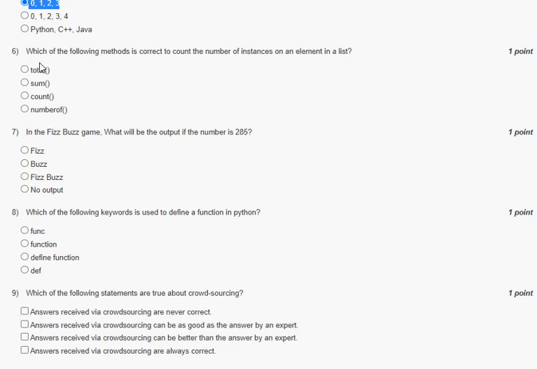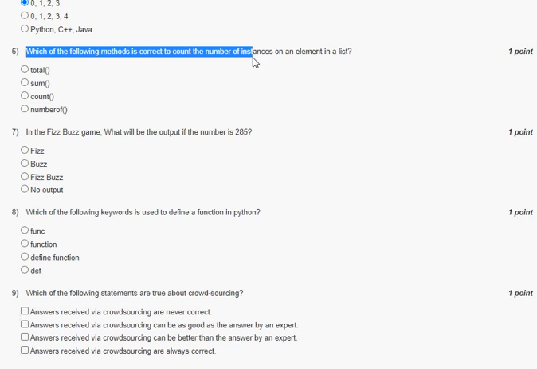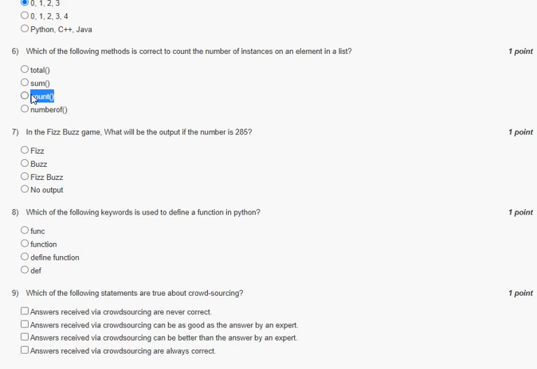And moving on to the sixth one: which of the following methods is correct to count the number of instances of an element in a list? The answer for the sixth question is the third option, that is count. So mark the third option as the correct answer for the sixth question.